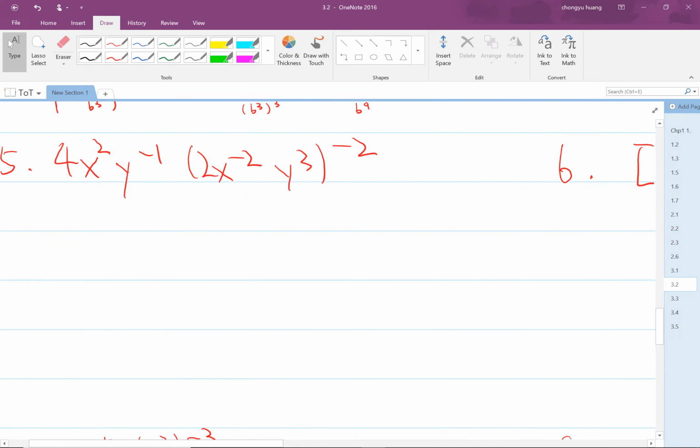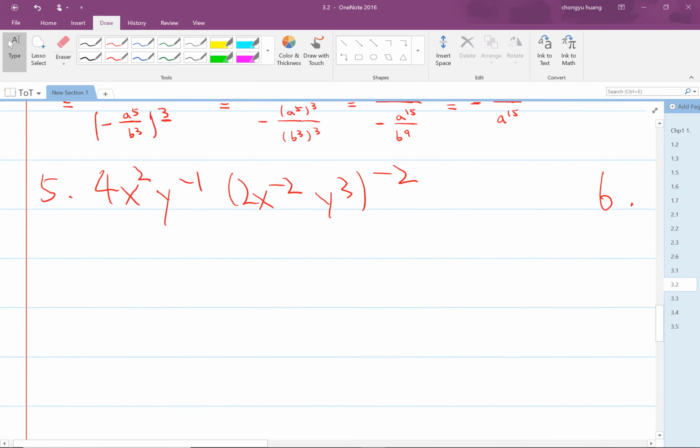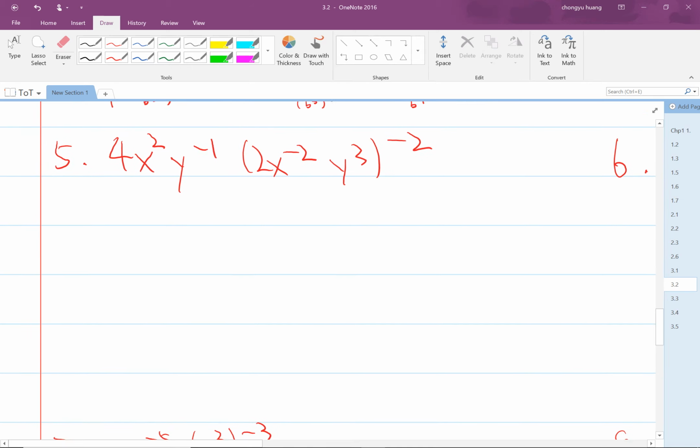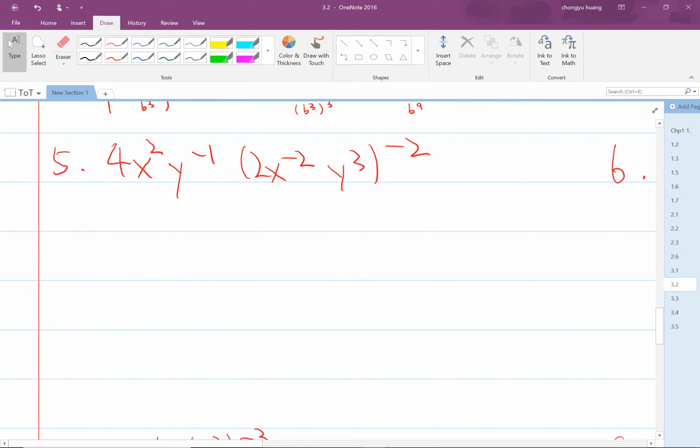Question 5 is also really similar. We have to cancel the thing in the bracket first. So you write it down: 4x squared y to the power negative 1. After that we have to simplify a little bit.